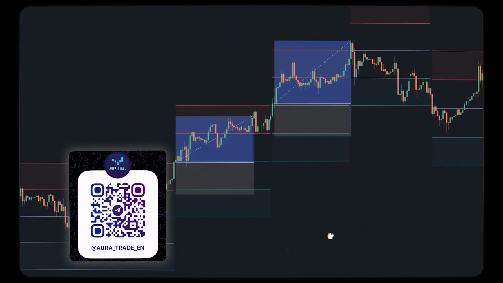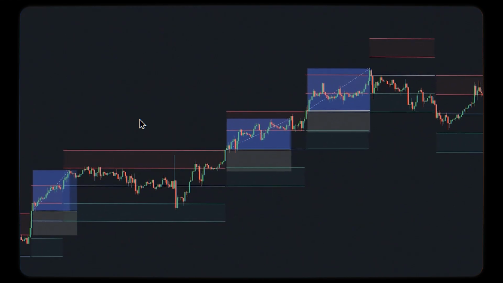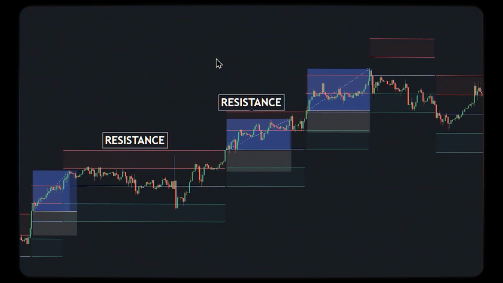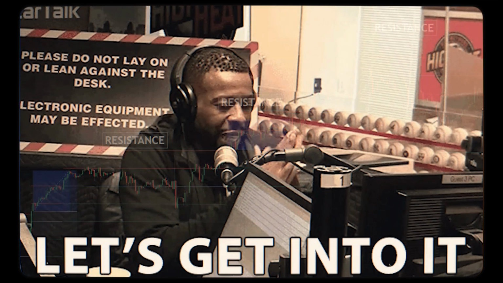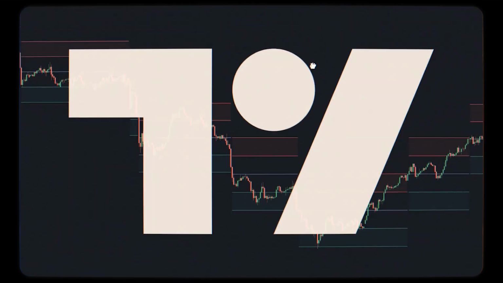Ladies and gentlemen, this super accurate support and resistance indicator used to be a premium Lux Algo indicator in 2020, but they decided to make it free after some time. In this video, we're gonna go over what this indicator is and how we can use it to trade. Let's get into it.